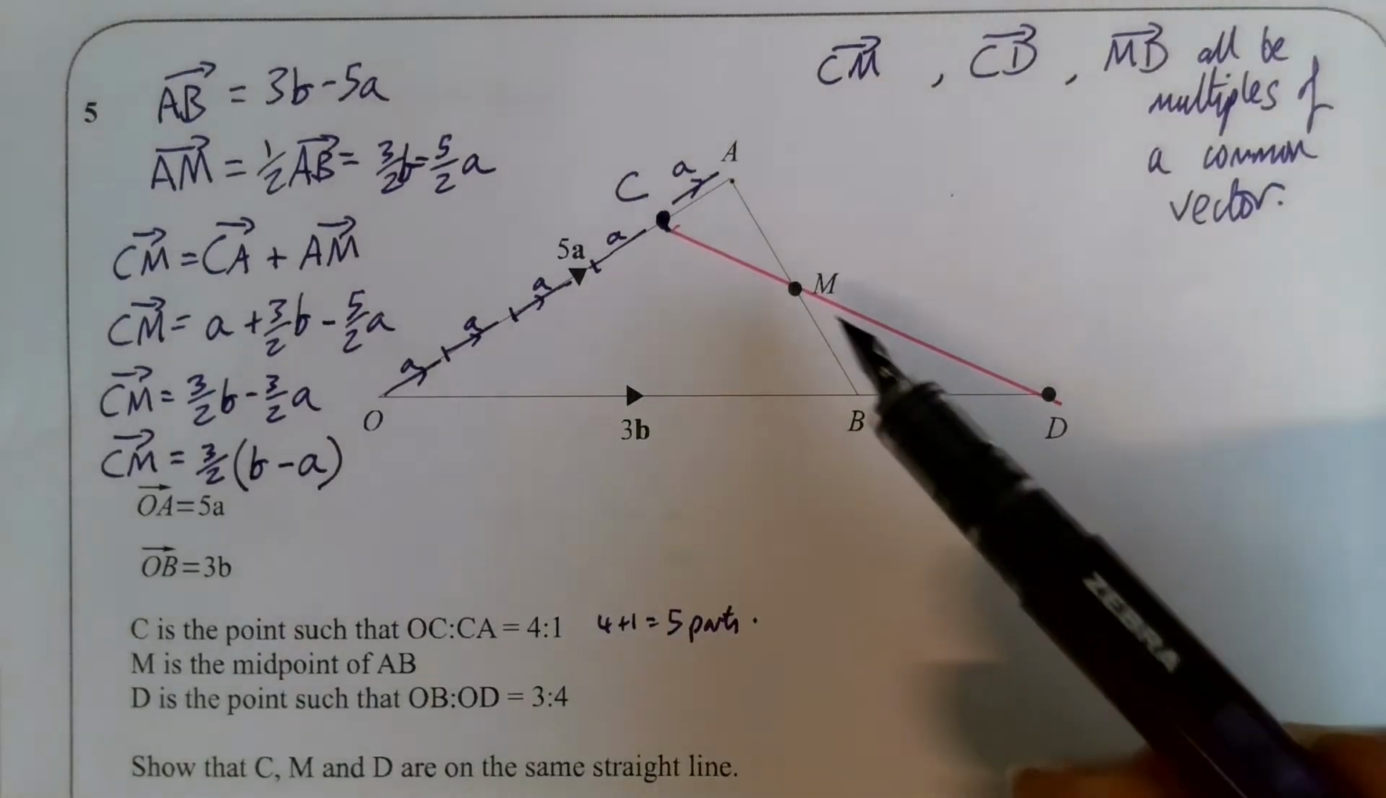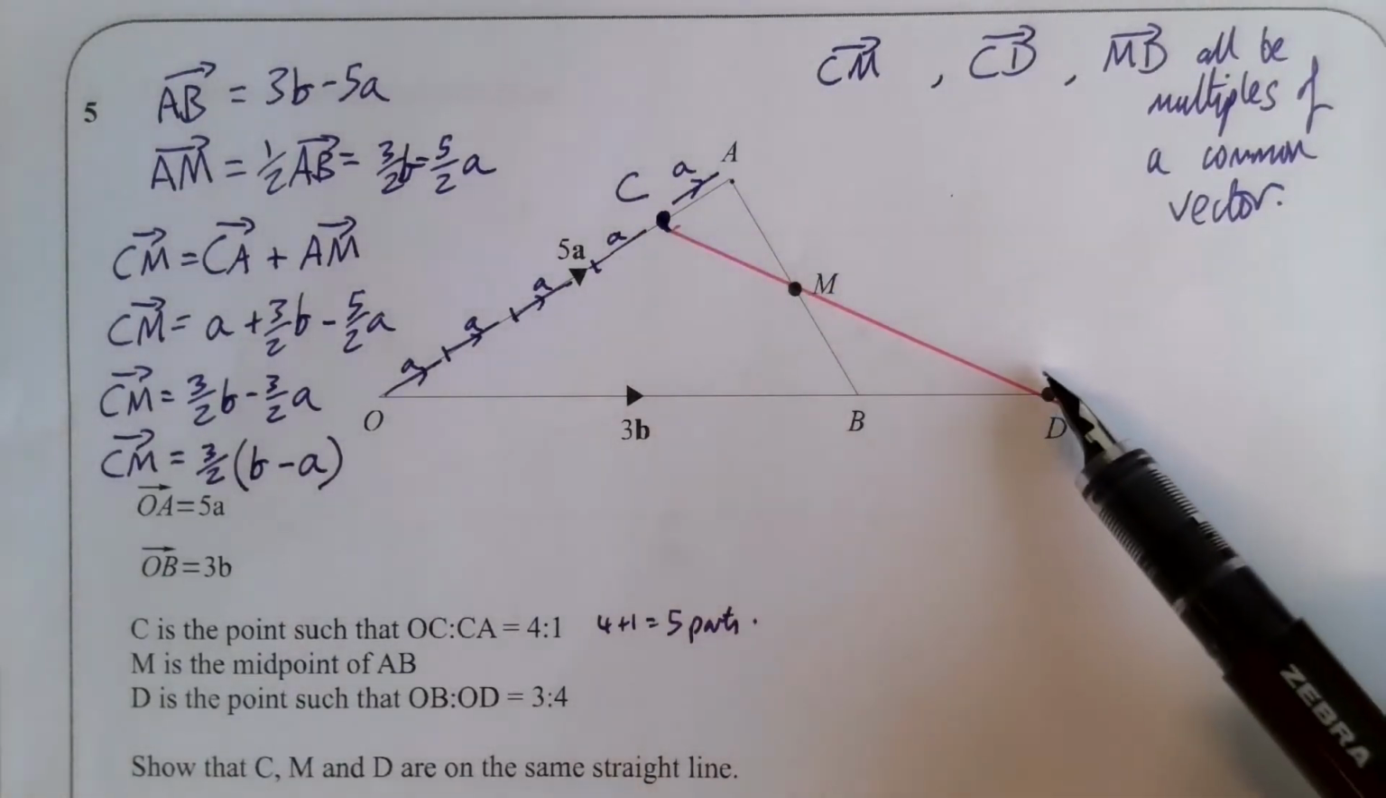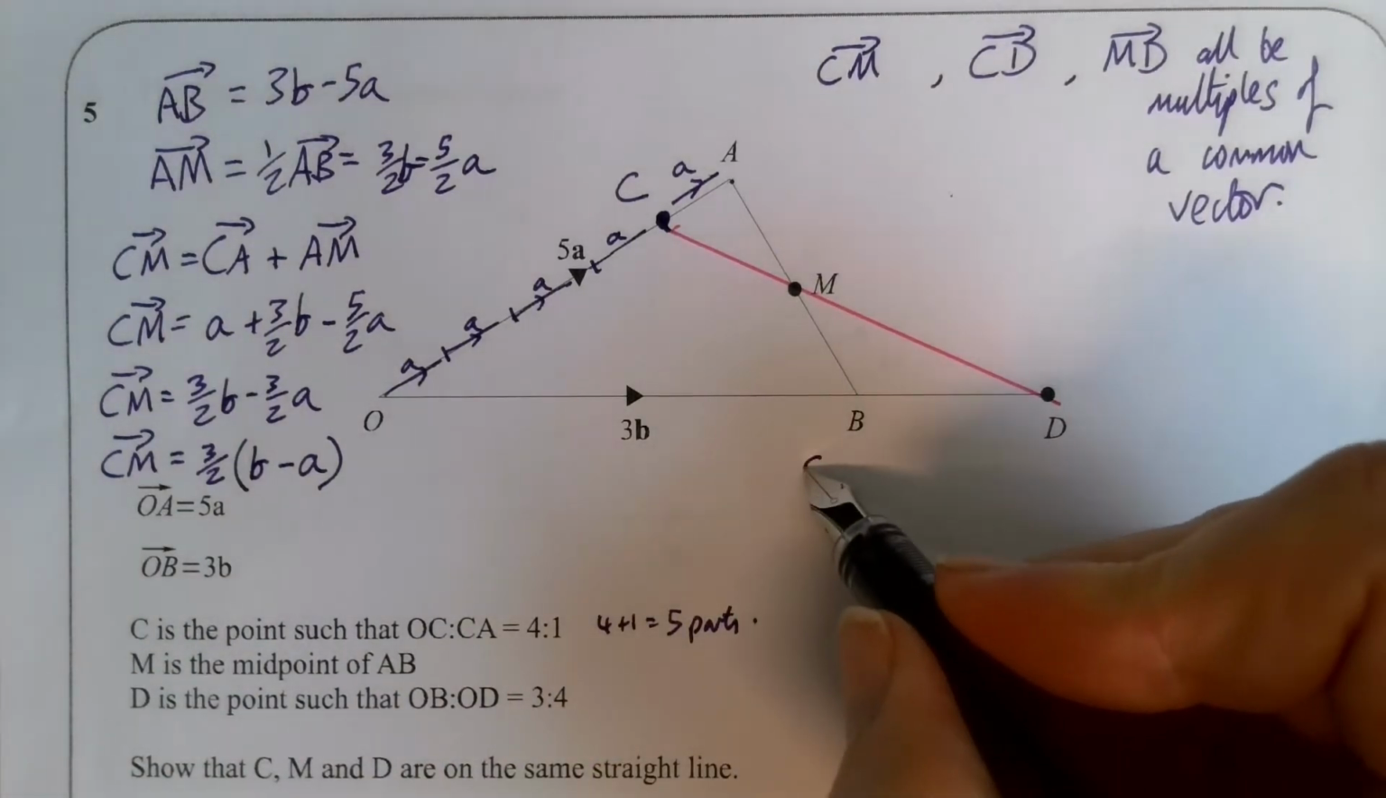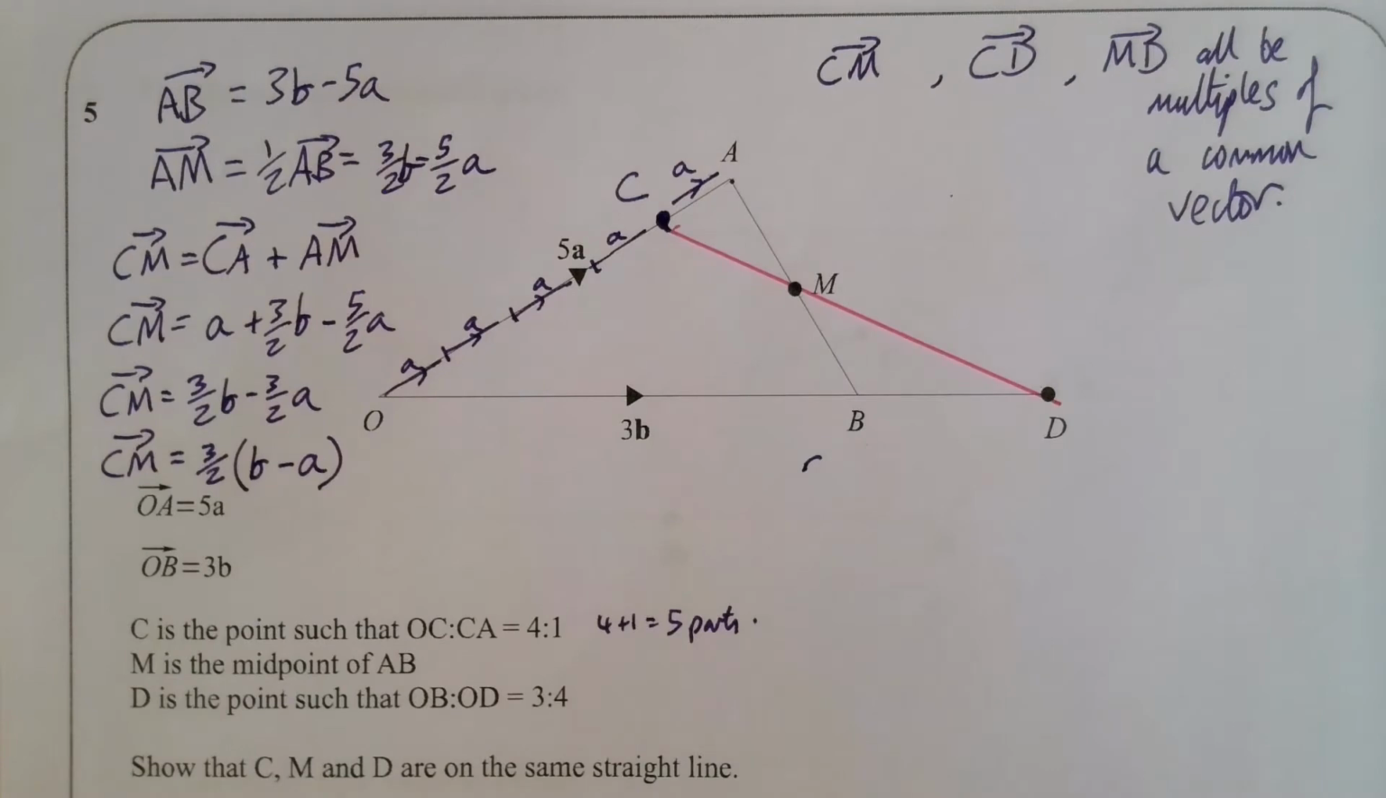Now the other one, I think that doing C to D will be the easiest thing to do next, because C to D, let's bring in another colour at this point.